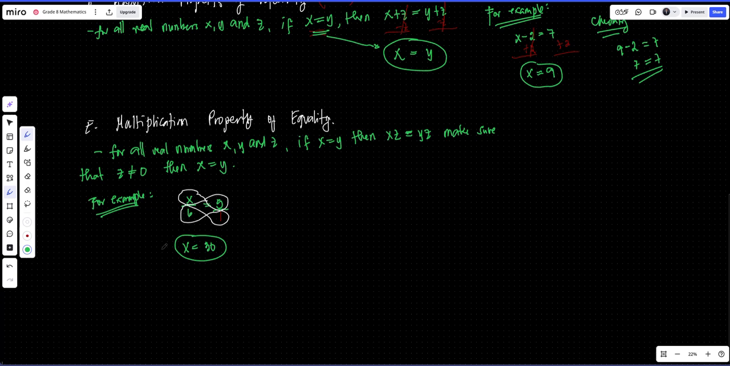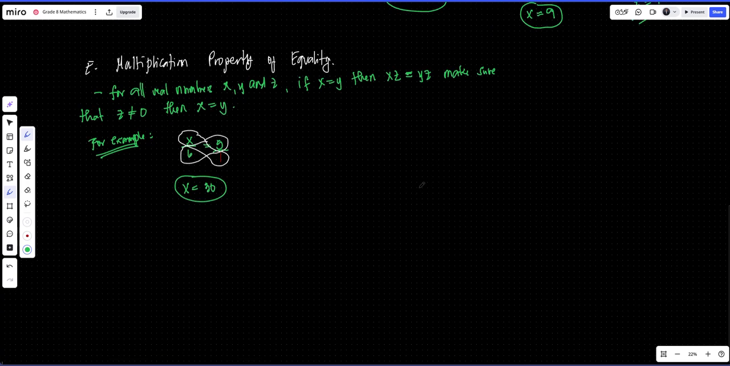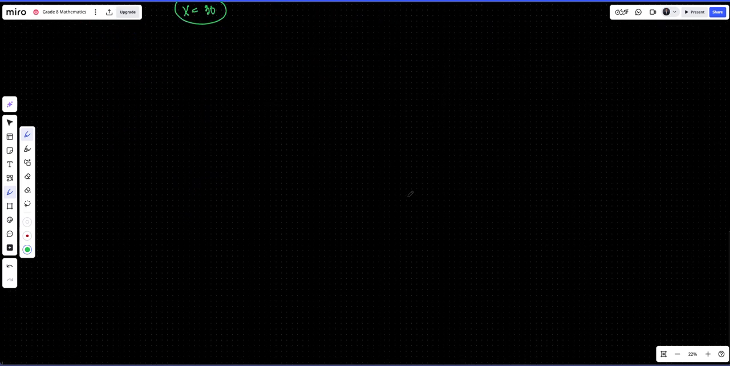Okay? And those are the properties of equality that we can apply in some problem when it comes to linear equation. All right. Now, I'll give you at least three examples for this one, which is ma-apply po natin yung mga property natin. Okay. Example number one.